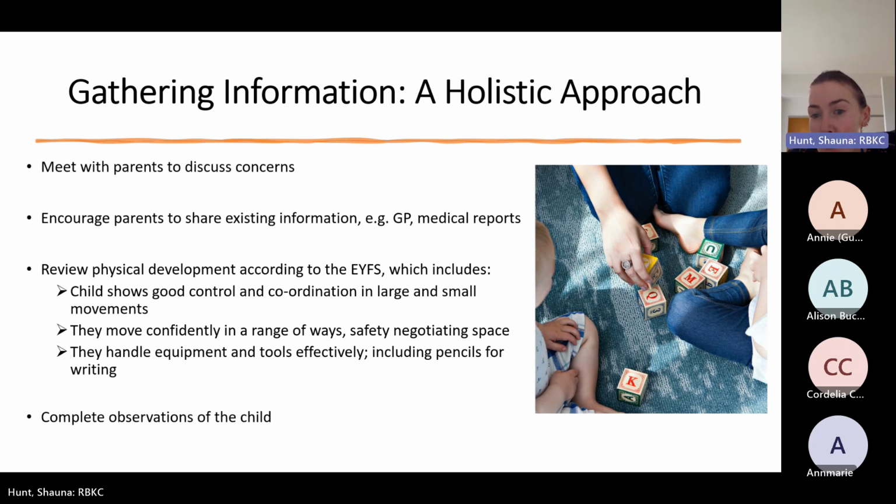This would also be a good time for you to review the physical development of a child according to the early years foundation stage, which includes seeing if they have good control and coordination in large and small movements, seeing if they can confidently move in a range of ways, including safely negotiating their space, and seeing if they can handle equipment and tools effectively, including pencils for writing. And it would also be good if you could complete some observations of the child, if that's possible, before or when they initially start as well.